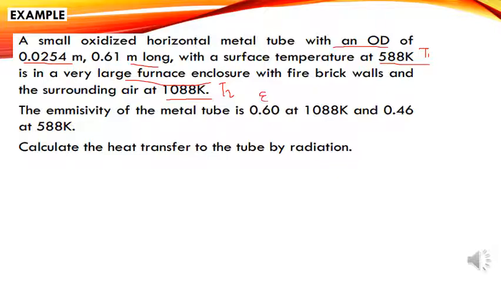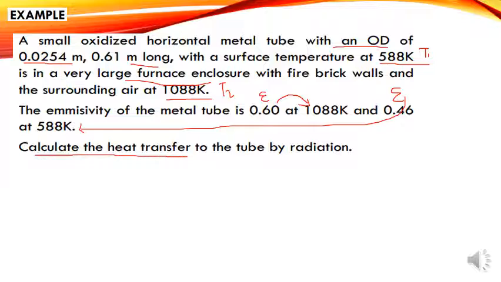This is the epsilon at 1088, and emissivity 0.46 at 588. So we need to calculate the heat transfer to the tube by radiation.